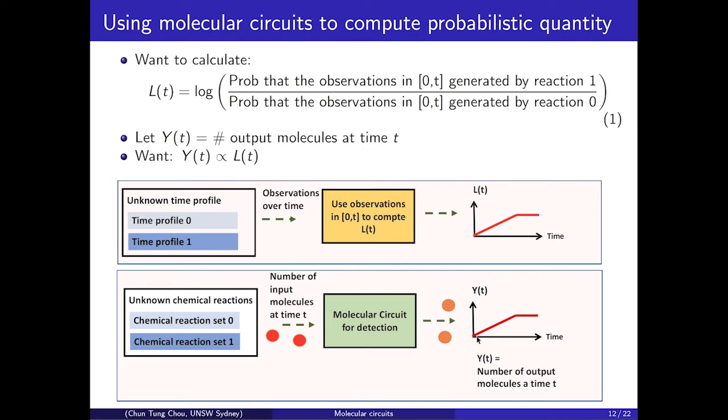So this is a plot of, say, the number of output molecules over time produced by these molecular circuits. If we can make this output Y(t) proportional to L(t), then this molecular circuit can be used to compute the log likelihood ratio, or to compute a probabilistic quantity. This is what we want our molecular circuits to be able to do: to compute these probabilistic quantities so that we can distinguish between different signals.